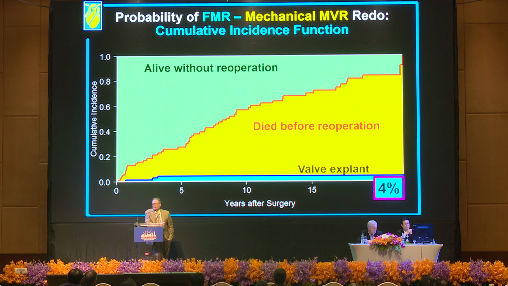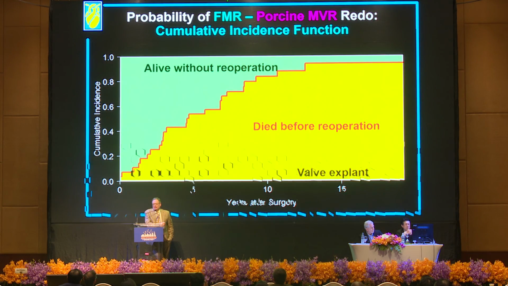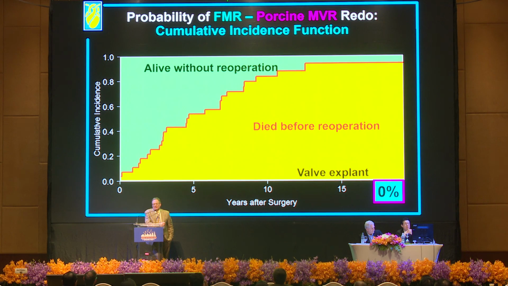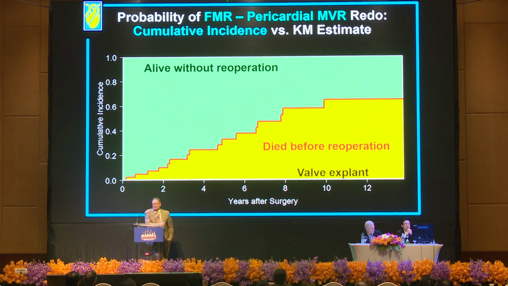For mechanical mitral valve replacement, it's a 4% redo rate and 100% mortality at 20 years. For porcine mitral valve replacement, it's a 0% redo rate and a 94% mortality at 20-some years. For pericardial mitral valve replacement, the cumulative incidence is a 0% redo rate at 14 years, but a mortality of only about 65%.